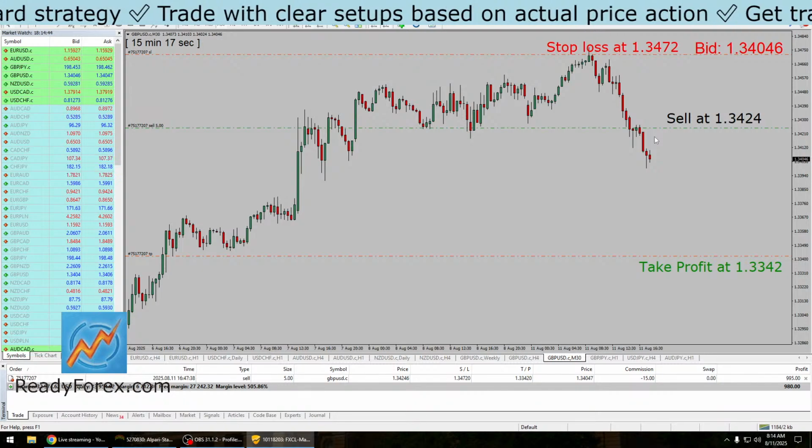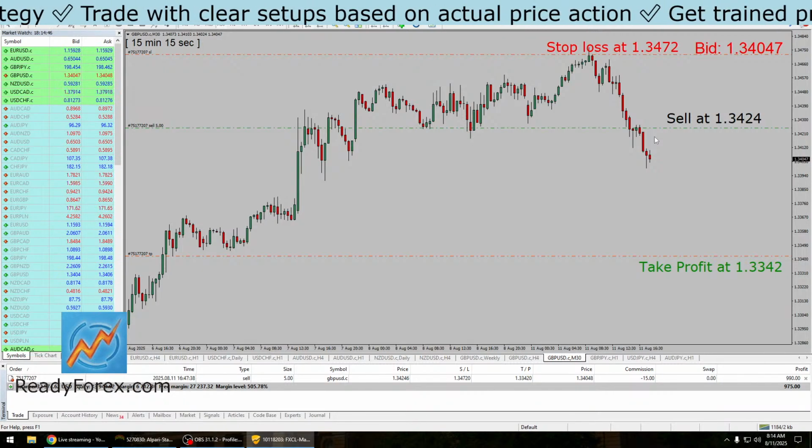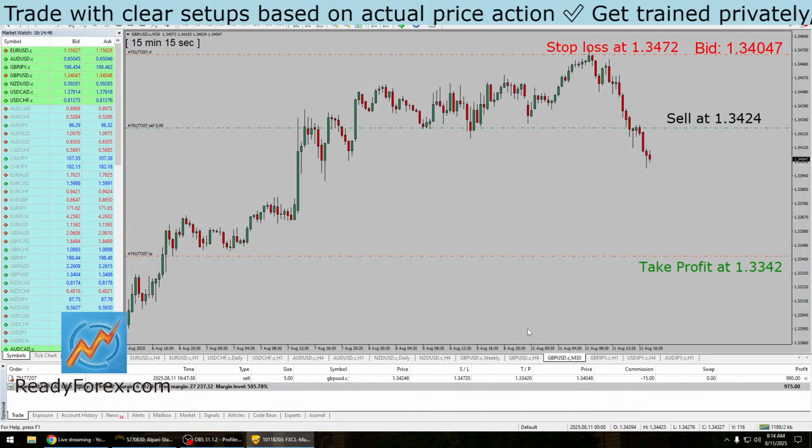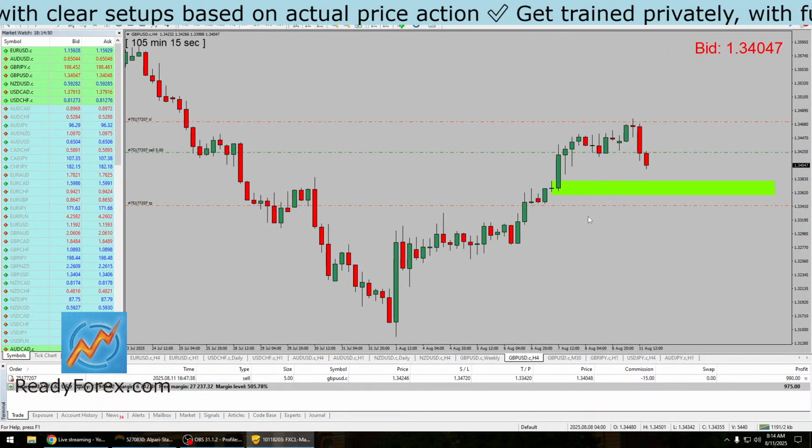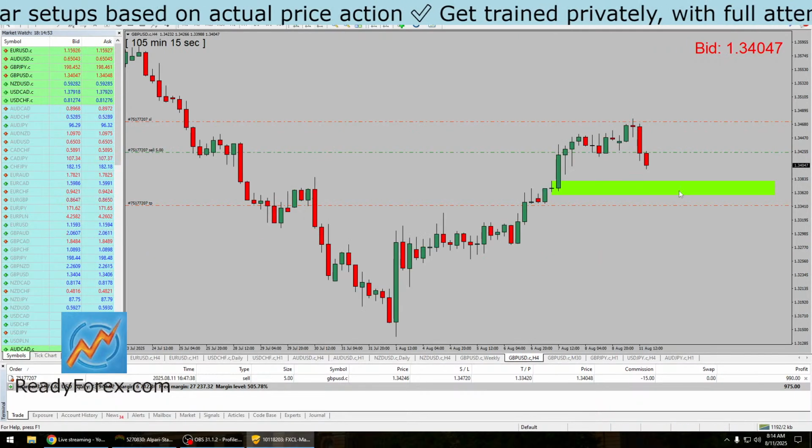This is called trade management. Once you are in profit, you need to protect your trading capital. You can't rely on this market, not even for 1 second.